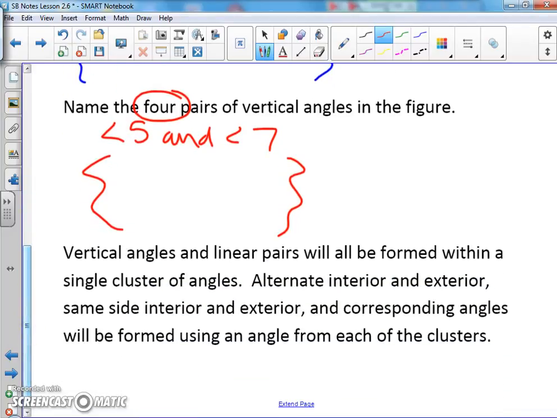Just as a reminder, and this is an important distinction, vertical angles and linear pairs are all formed within a single cluster. If you circle the 4 angles in a cluster, it can help you narrow down the relationship between the angles you're looking at. Alternate interior and exterior, same side interior and exterior, and corresponding all use angles from 2 different clusters.